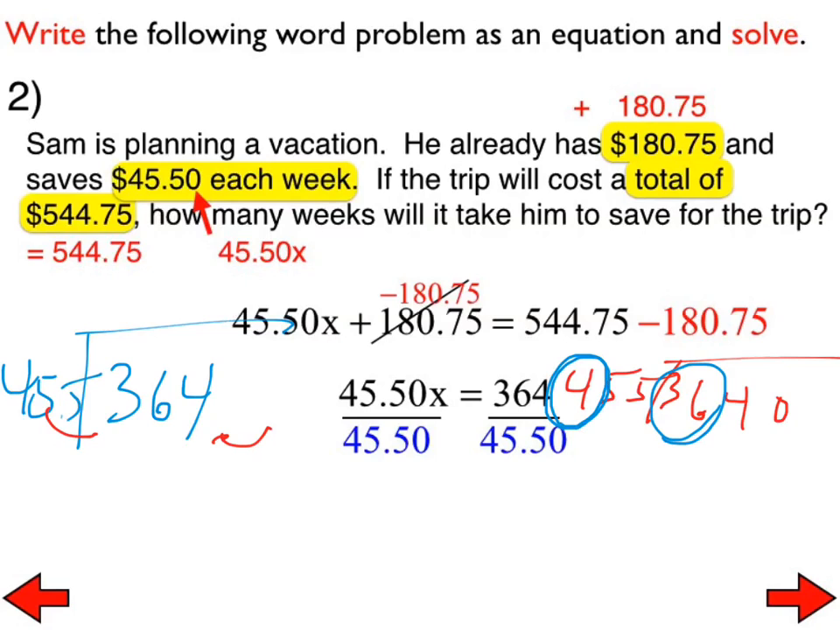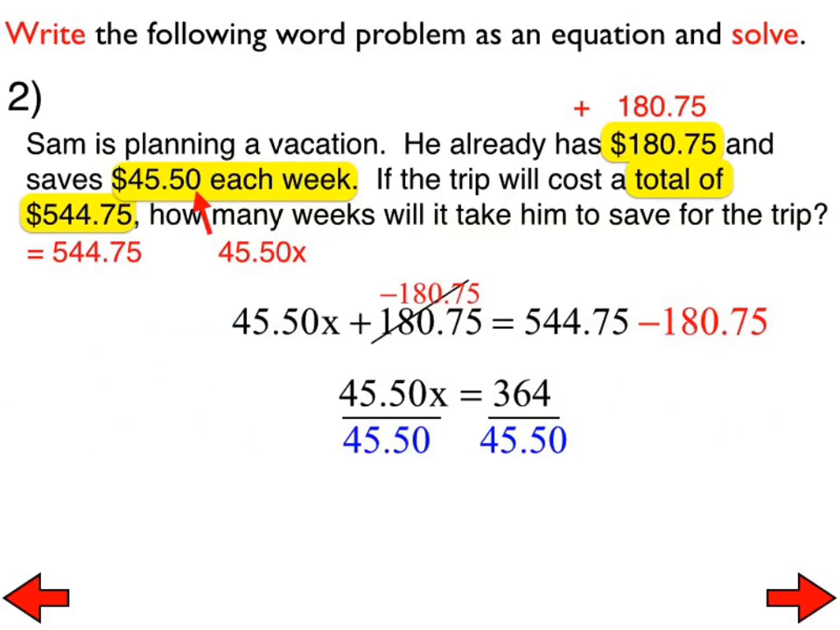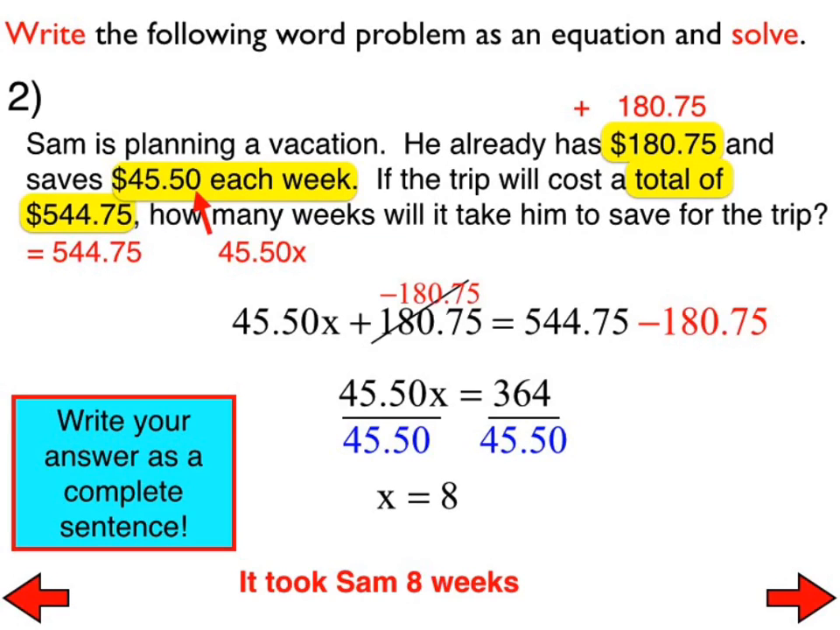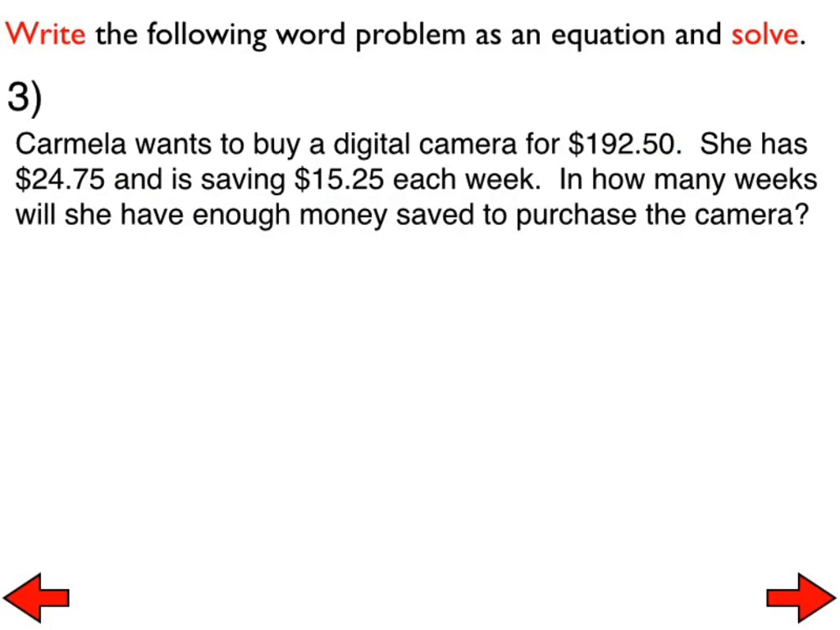So what that means when you're checking, you should check 9, you should check 8. It'll be one of those two. And sure enough, when we do the division, we do get x equals 8. So what that means is that for this problem, it took Sam 8 weeks. And that's a quick way of estimating, instead of just starting at like 3 and then multiplying by 4 and then multiplying by 5 and so on. All right, let's take a look at number 3.